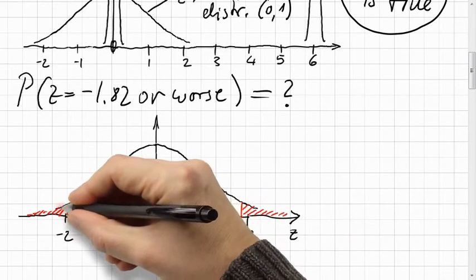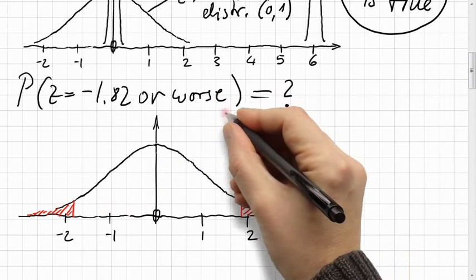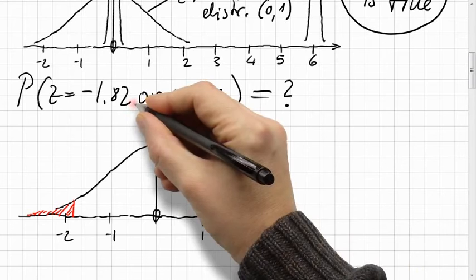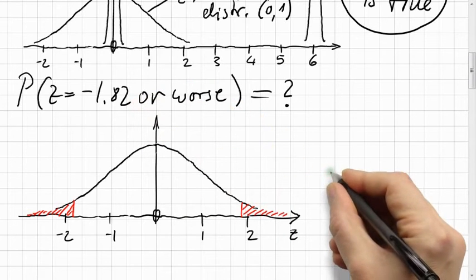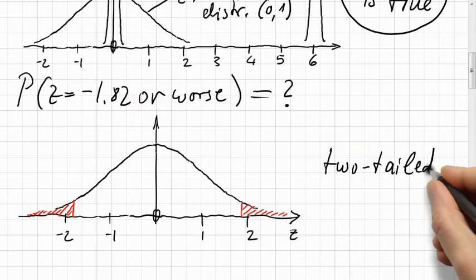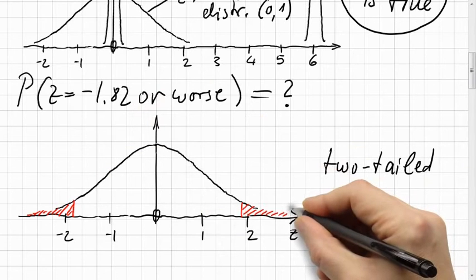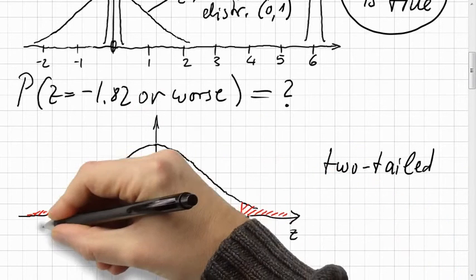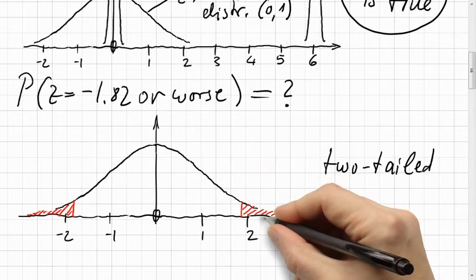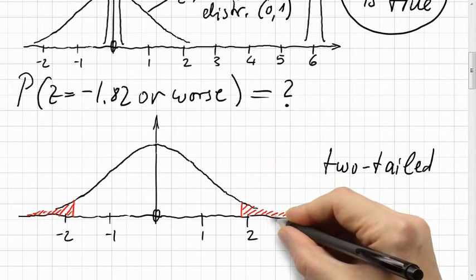If we end up in one of these red regions, we have something that is as bad as minus 1.82 or worse. So what we're dealing with is a two-tailed test. We're dealing with both tails of the bell shape. The next step is to compute the probability to end up in these red regions. That's something we can do with OpenOffice.